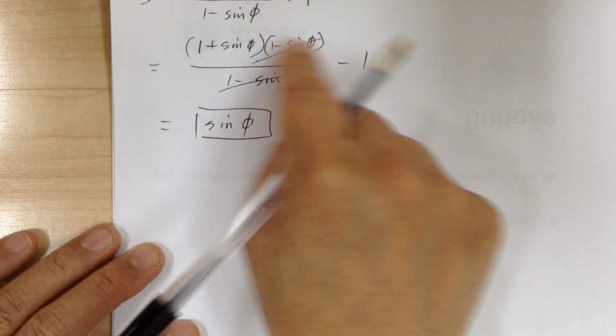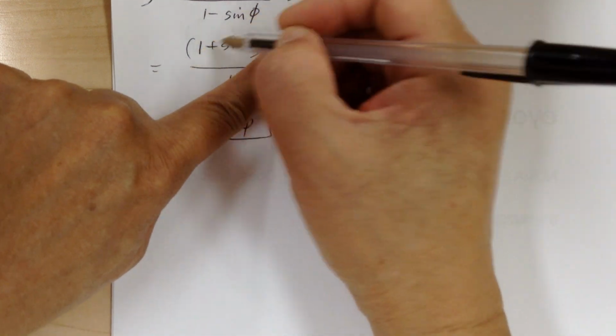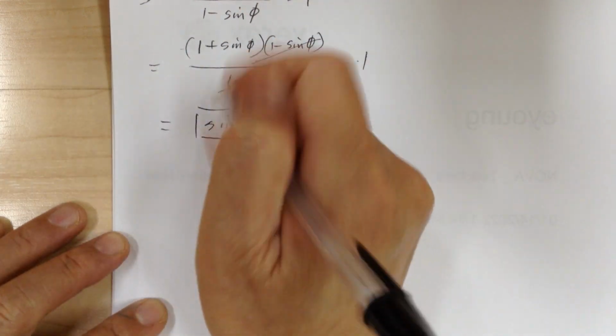So you just have to factor into conjugates, and this will cancel out. And then once you cancel out, you got 1 plus sine minus 1. So 1 and minus 1 will cancel out. So it comes out kind of nice.